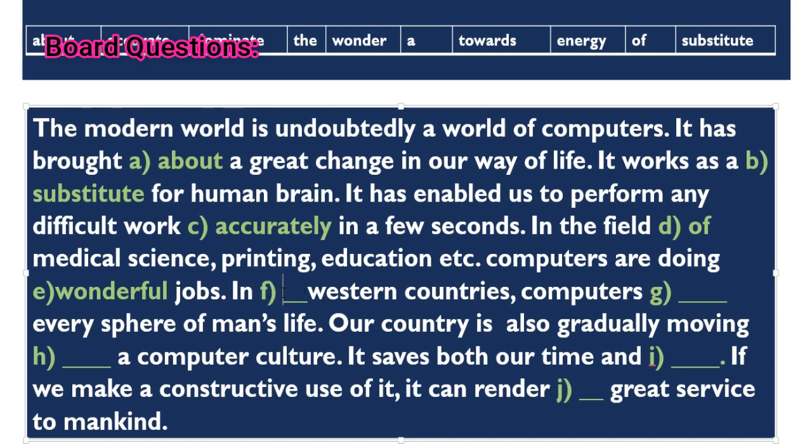Then in dash western countries, in dash, after dash an adjective and noun is given, so we have to use an article as it is suggesting specific countries, so we have to use the definite article "the". In the western countries, computers dash every sphere of man's life. Computers, we have to use a verb here. So what can be the appropriate verb? In the clues we have a verb, "dominate". The verb dominate is appropriate here.